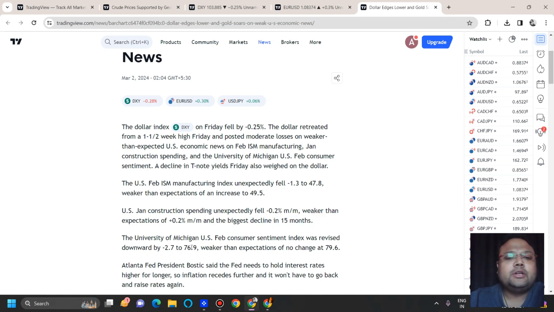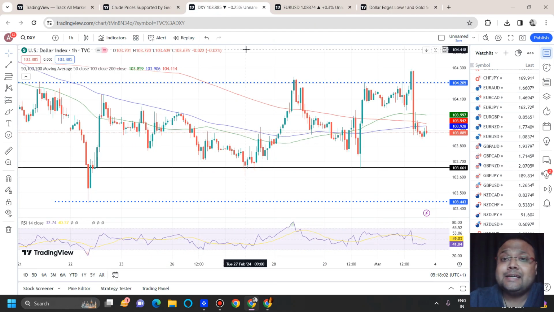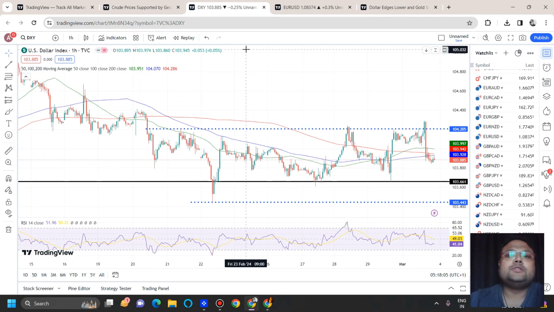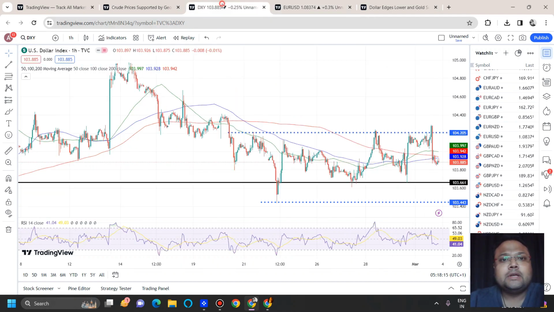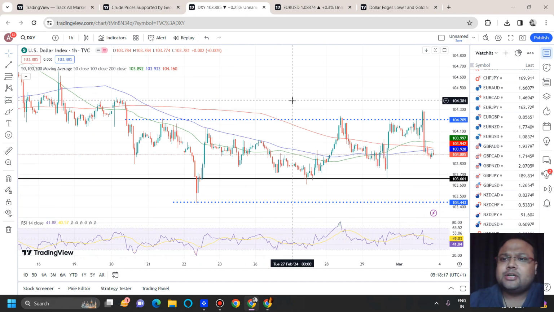The University of Michigan US Feb Consumer Sentiment Index was revised downward by minus 2.7 to 76.9, weaker than the expectation of no change at 79.6. And if we combine all the factors, then yes, it brought pressure on the chart of the US dollar index, as a result of which we saw this big candle on Euro USD, also on GBP USD, and also on other USD pairs. So first of all, let's look at the chart of DXY.